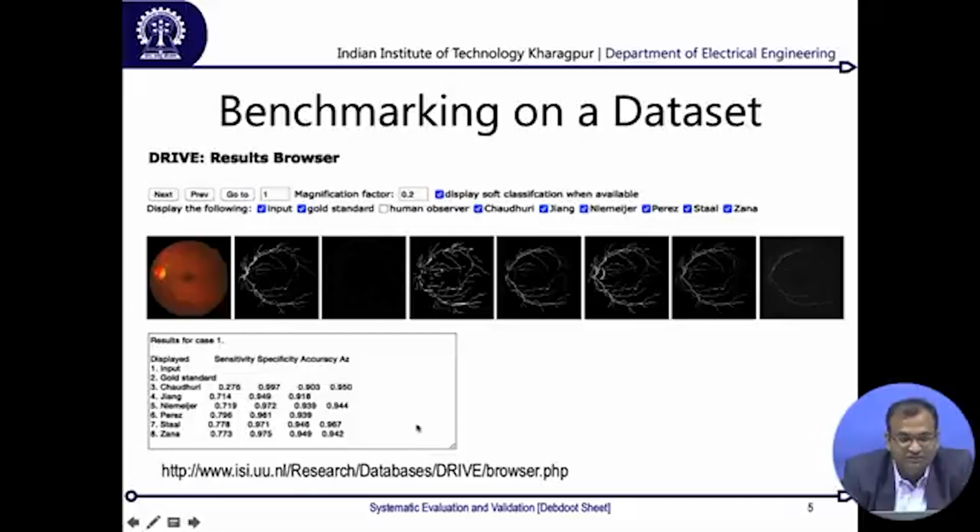Now for all the images, if you take them together, then you can consolidate and give an average value over the whole data set for this particular one. And all of these are different methods by the authors who are listed over here.